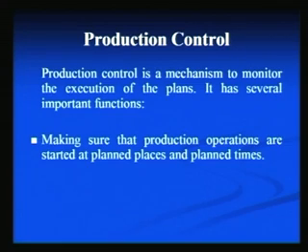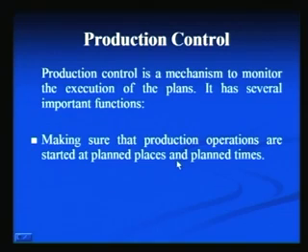So, this function is basically responsible for the implementation of the production plans on the shop floor. And the important issues that are covered by the production control function are making sure that production operations are started at planned places and planned times. So, the right type of information should start at the right place and right time. The production control system has to make sure that the planned activities are started at the planned times.